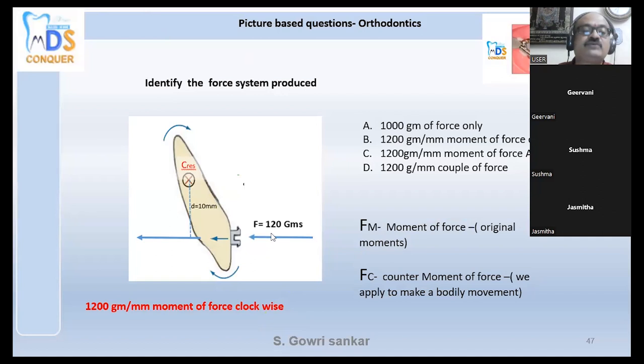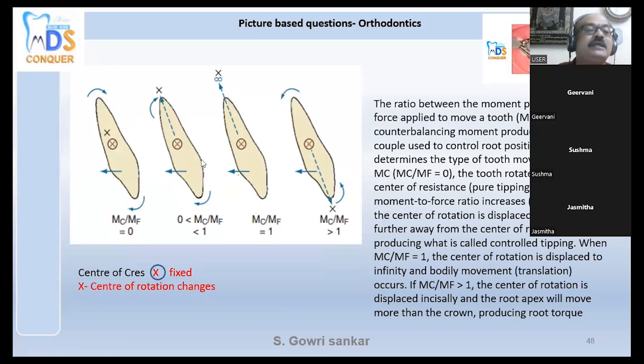Can you see here? When this force is applied, it is trying to rotate the crown with a moment equal to F into D, that is 1200 grams per mm moment of force in the clockwise direction. It is trying to move the crown in the palatal direction and the root in the labial direction. If you go on doing this, what happens after some time? The root comes and touches the labial cortical plate and undergoes resorption, which we don't want. We always want the tooth to be within the alveolus, between the cortical plates on both sides. In the alveolar housing, we should move the tooth. This question was given in 2021. Up to here, it is correct.